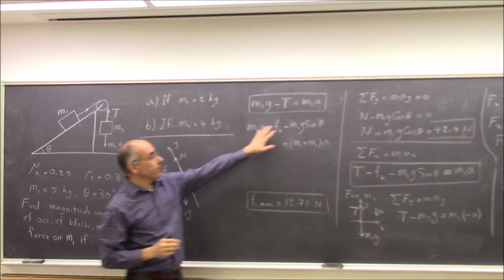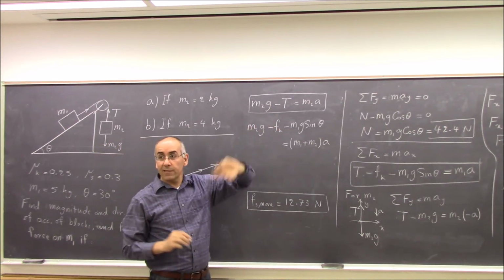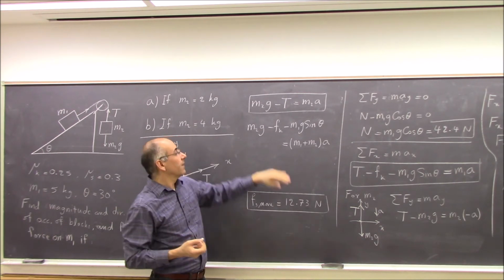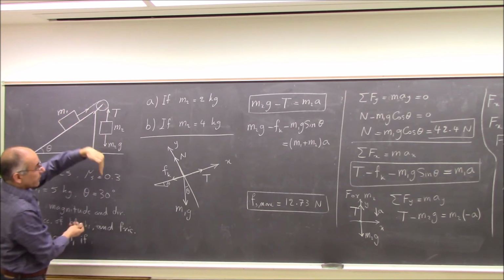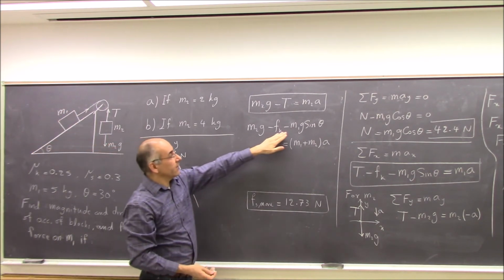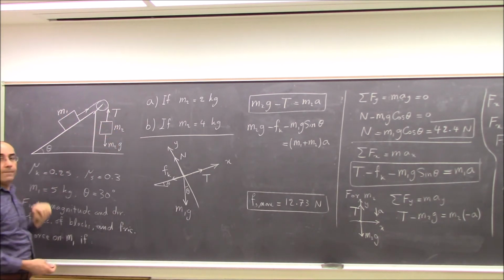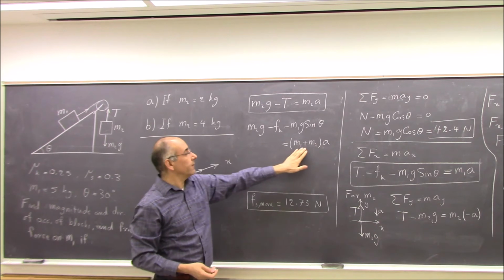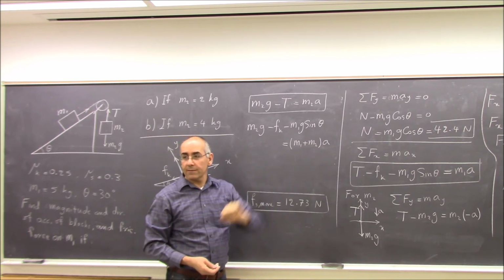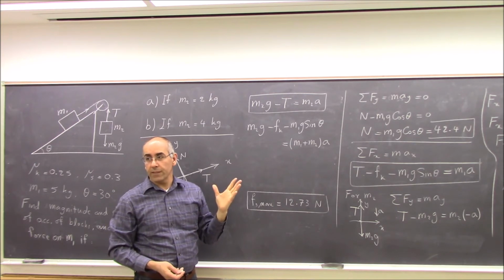And looking at this equation now, you can see that T was internal to this system. M2G is trying to push the system this way. Friction and M1G sine theta is trying to move the system the other way. And that net force is equal to total mass times acceleration. You could write this down from the beginning if you were careful enough.